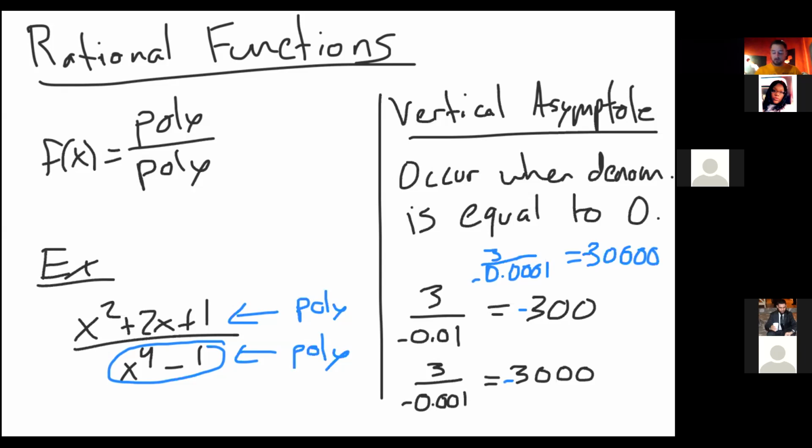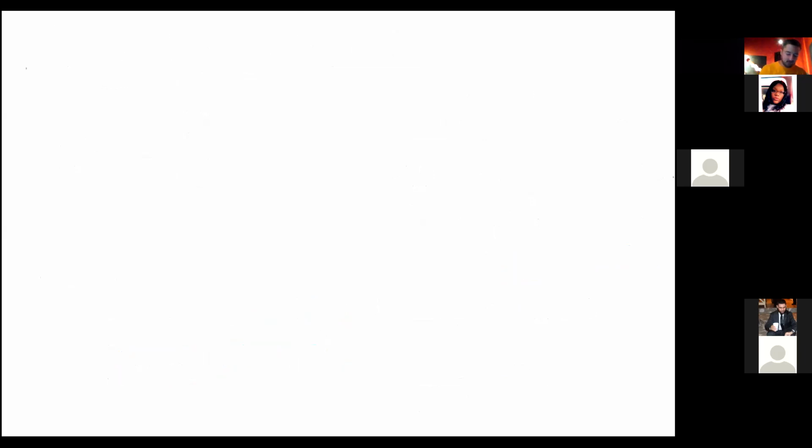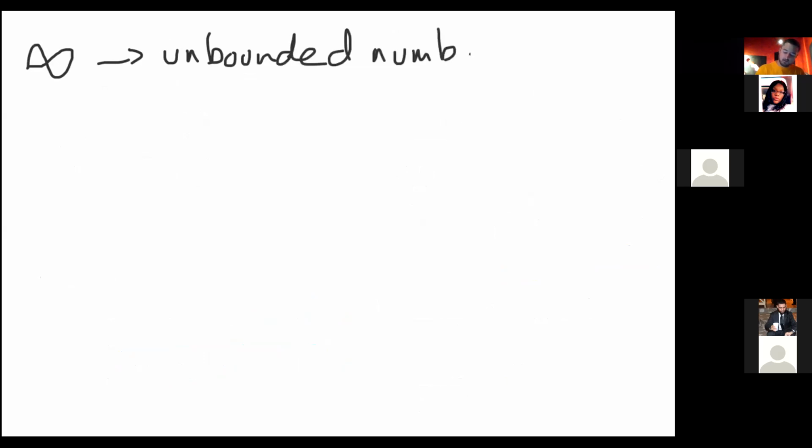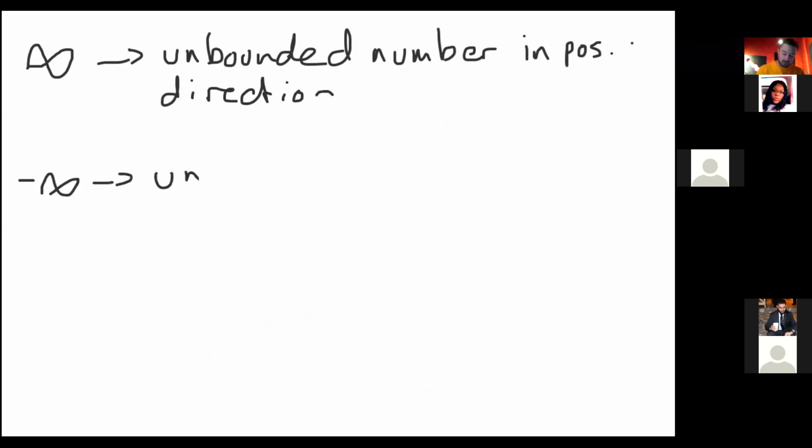And then unbounded and going up is what we call positive infinity. Unbounded number in the positive direction. And then negative infinity is a similar idea, unbounded number, but in this case, it's in the negative direction.